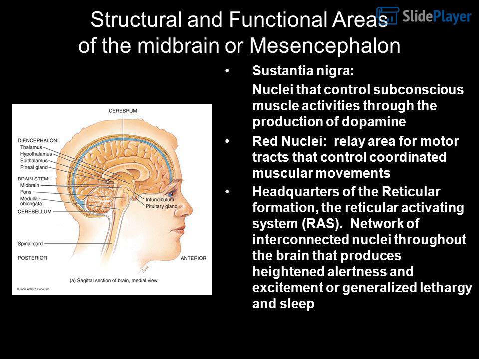Structural and functional areas of the midbrain or mesencephalon. Substantia nigra: nuclei that control subconscious muscle activities through the production of dopamine. Red nuclei: relay area for motor tracts that control coordinated muscular movements. Headquarters of the reticular formation, the reticular activating system, RAS: a network of interconnected nuclei throughout the brain that produces heightened alertness and excitement or generalized lethargy and sleep.